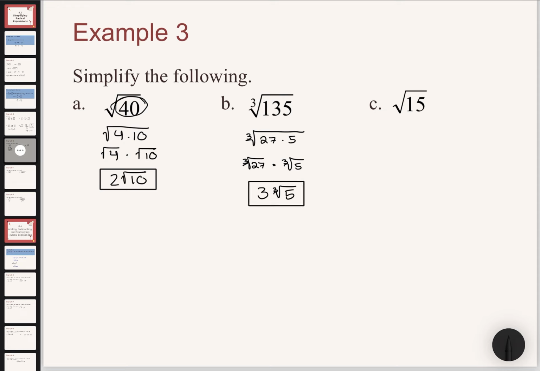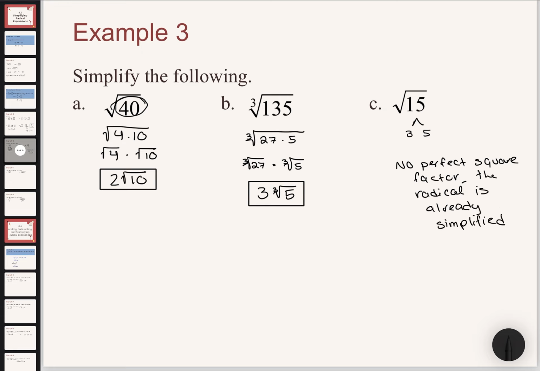What about square root of 15? So the only factors that I could split that up into are 3 and 5. Neither of those are perfect squares. So because we have no perfect square or cube or whatever factor here, the radical is already simplified. So we're just going to leave it alone as square root of 15.